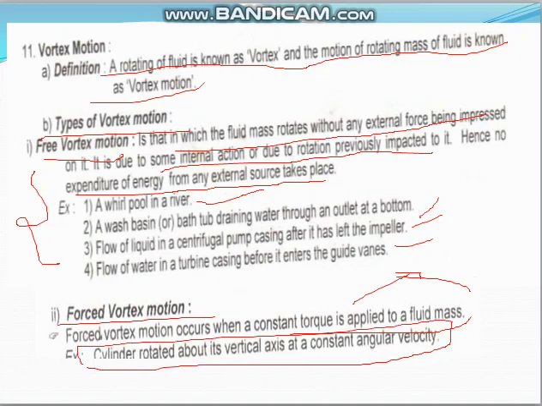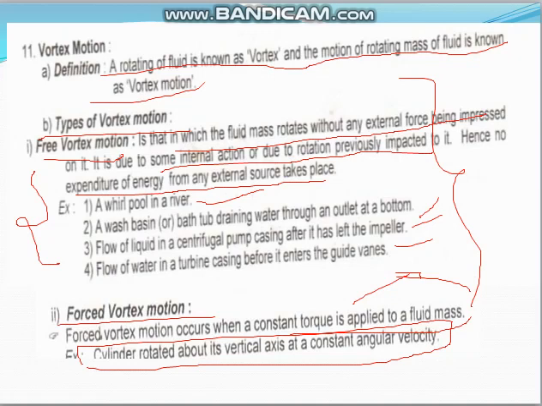Most of the time, questions are asked about free vortex motion and forced vortex motion. In free vortex motion, there will be no external torque applied on a fluid mass to rotate the fluid. Example is the wash basin. Another one is the forced vortex flow, in which an external force is required to rotate a fluid mass.